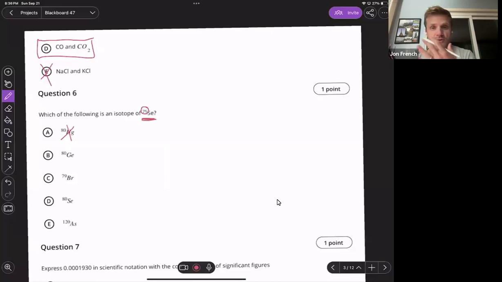Can't be mercury. Mercury is not selenium, right? Can't be germanium. That's not selenium. Can't be bromine. That is also not selenium. Can't be arsenic either, but it could be selenium 80, right? It's got the same atomic symbol, so it's still selenium, but a different atomic weight, which means it has a different number of neutrons. Can't change the number of protons, right? That would change the element we're working with.